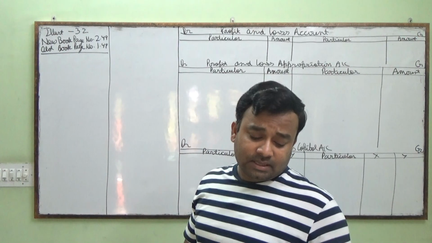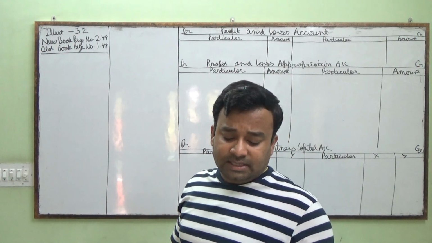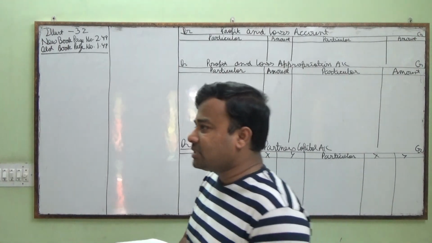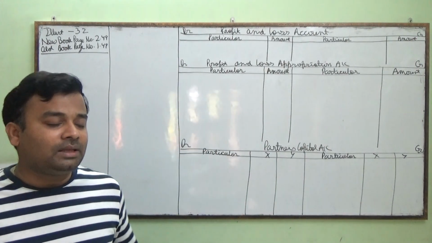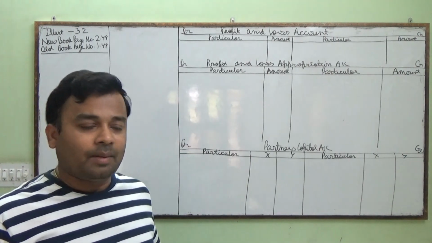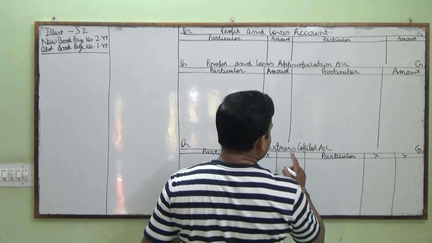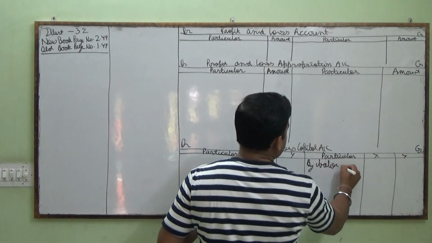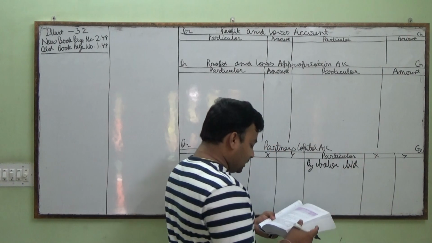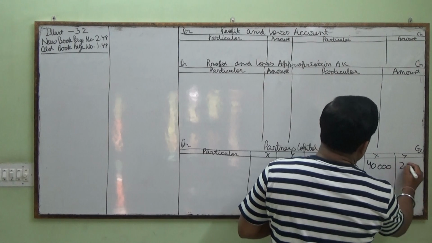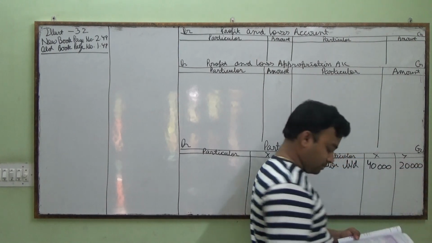The first line is: the capital accounts of X and Y show a balance of 40,000 and 20,000. In case of silence, we treat the balance of capital account as a credit balance. So we will write on the credit side of the capital account, balance brought down. Balance of X capital is 40,000 and balance of Y capital is 20,000.